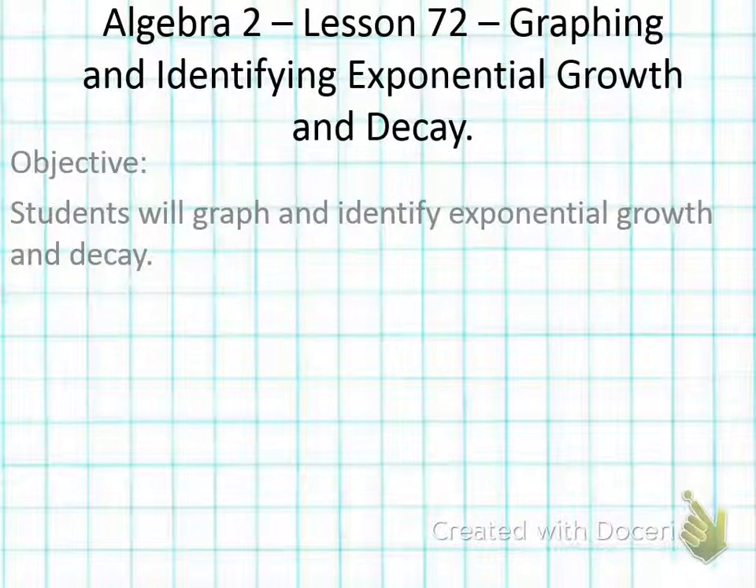Alright, this is lesson 72, graphing and identifying exponential growth and decay. So today we're going to talk about graphing exponential functions. There's two kinds, exponential growth and exponential decay. I'll explain how to read that. We use exponential growth and decay in a lot of things.